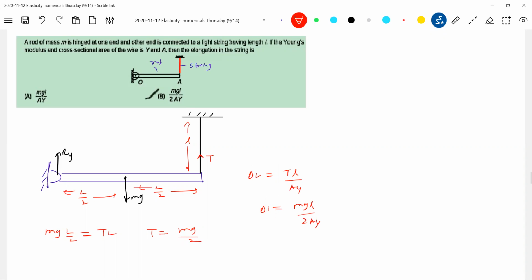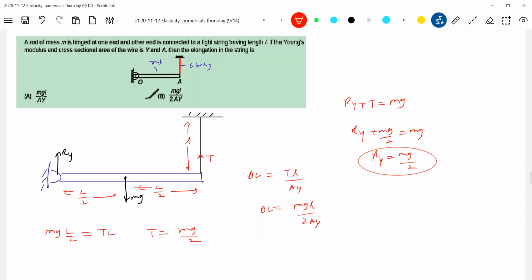Very easy for you. After this, if I ask you for the reaction, what should you do? Ry plus T should be equal to Mg. What is the tension? Mg by 2, substitute. So Ry is equal to Mg by 2. If they ask you for the reaction also, you can work it out here.